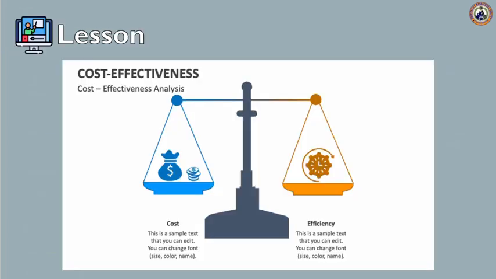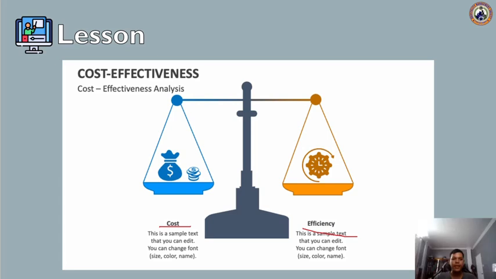So now let's proceed to our formal discussion about cost effectiveness analysis. We can see in the picture that there is a scale. On the left side it's about the cost, and on the right side it's about the efficiency. So CEA, or cost effectiveness analysis, is an alternative to cost benefit analysis. If we no longer use cost benefit analysis, or CBA, we have this alternative and we will use cost effectiveness analysis.